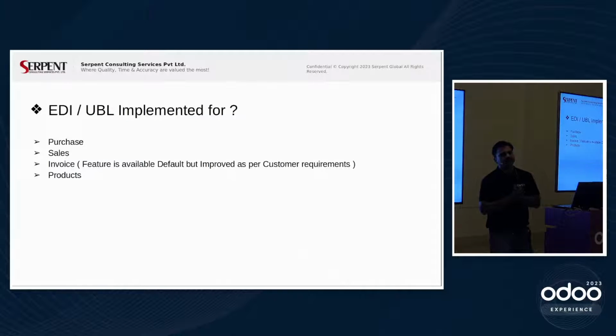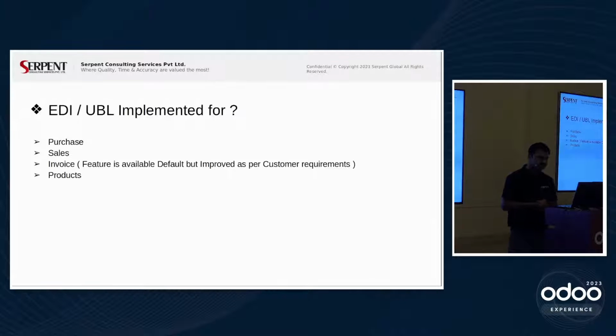If we talk about the EDI UBL implementation, we developed these features for purchase, sales, and invoice as well. Actually, invoice EDI UBL is already available in Odoo by default, but as per the customer requirement, they needed some other information, so we customized that. And for the products as well. In Odoo default, for the shipment, the EDI UBL is not available, so we implemented it for one of our valuable customers. They are using these features right now.